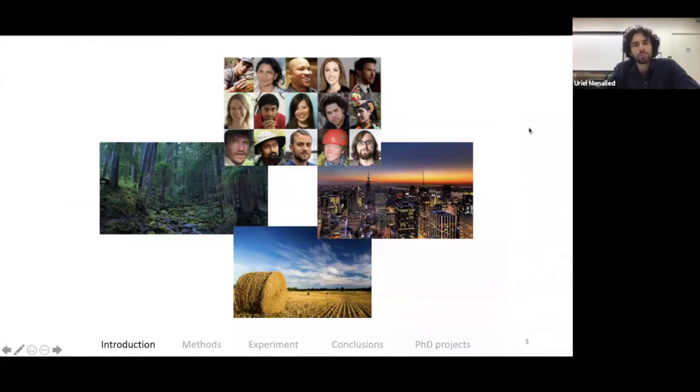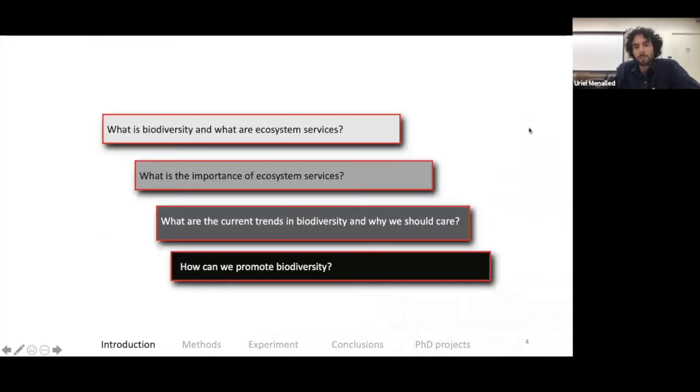And I also realized that to learn more about biodiversity and answer my questions, I wanted to break up my project into 4 questions. So I started by asking, what is biodiversity and what are ecosystem services? And second, what's the importance of an ecosystem service? Third, what are the current trends in biodiversity and why should we care? And then finally, how can we promote biodiversity? And I had a great time asking myself these 4 questions.